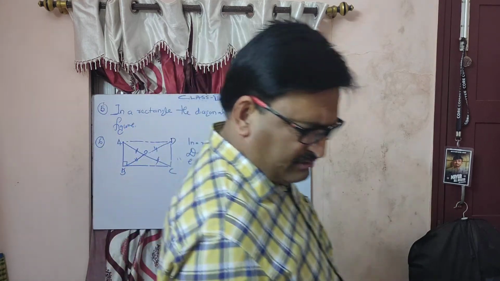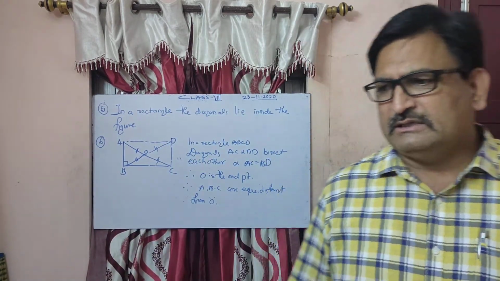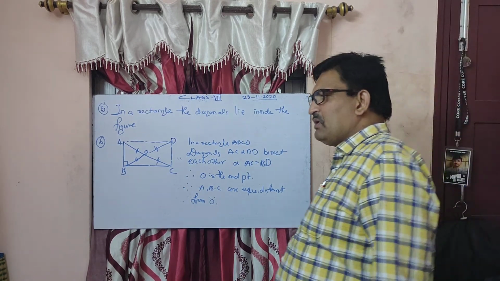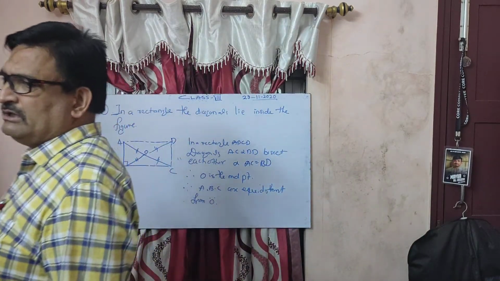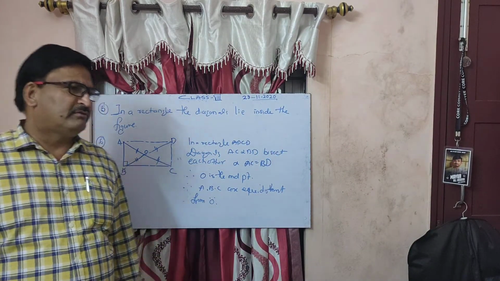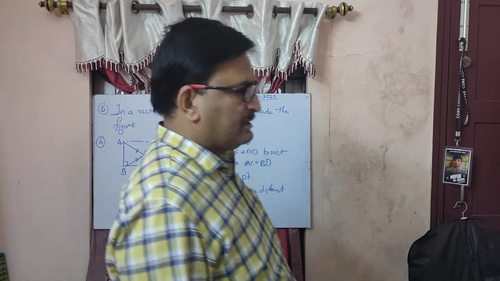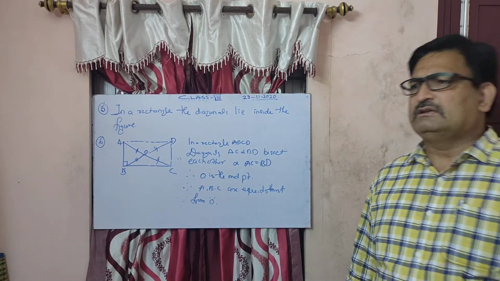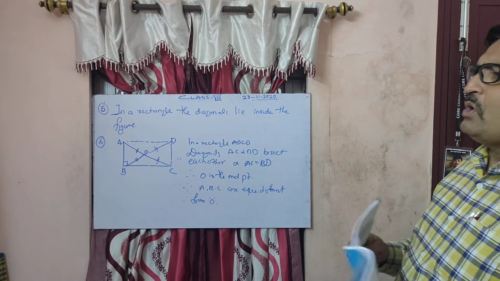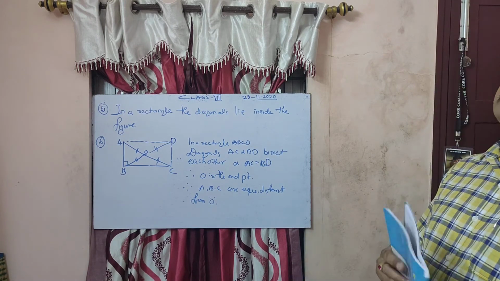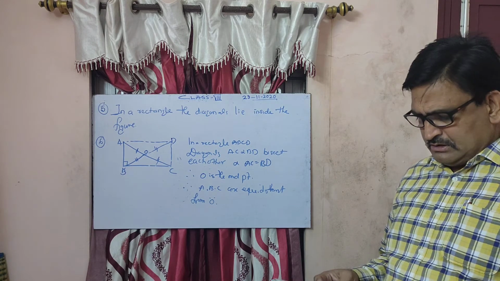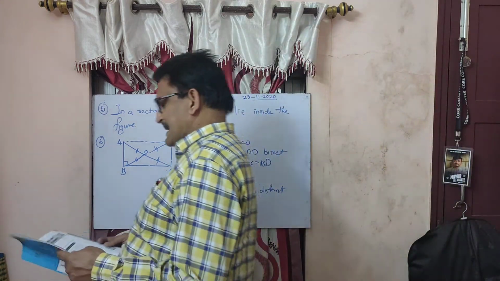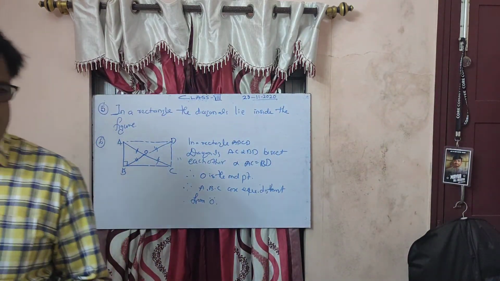Here, what is important? The important thing is you need to remember the properties of a rectangle. In all, you need to remember properties of a trapezium, a square, a rectangle, a kite, a parallelogram, a rhombus. So if you know the basic properties of all these, you can easily solve the examples based on those figures.